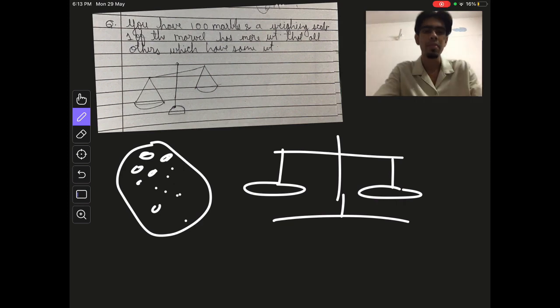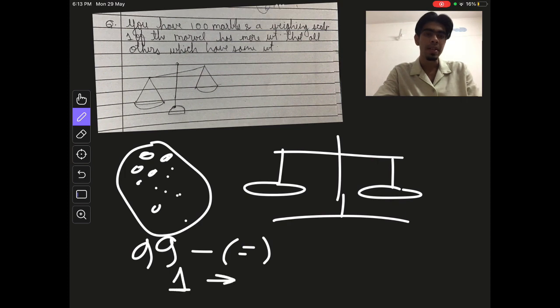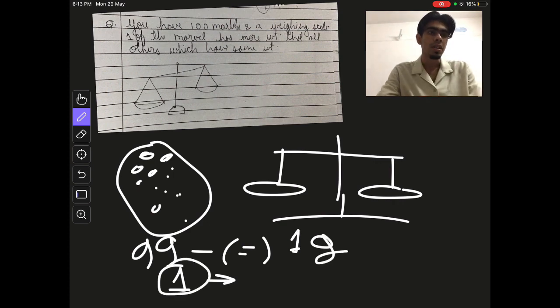All the 99 marbles have the same weight, equal, but one of the marbles has a little bit more. Like let's say maybe all of these 99 marbles are 1 gram. So this one particular marble, the odd one, is maybe 1.2 or 1.5 grams, something like that.